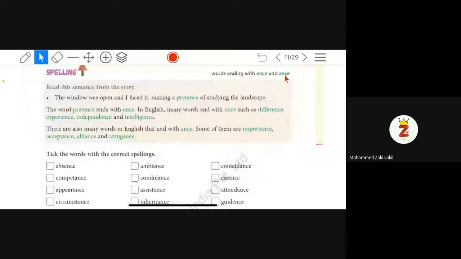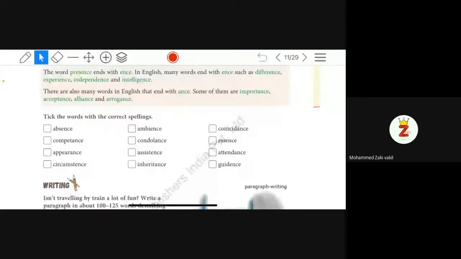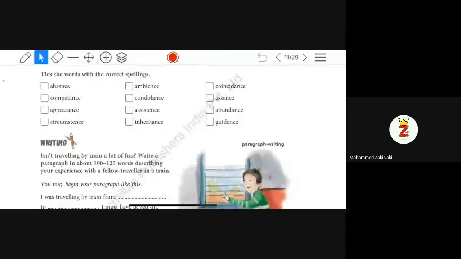ENCE and ANCE, the difference. Sure, we have marked the correct spellings. Had we marked the correct spellings? We had done this. We had marked the correct spellings. Yes.